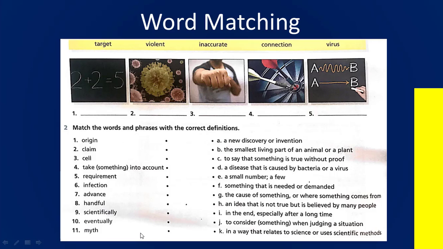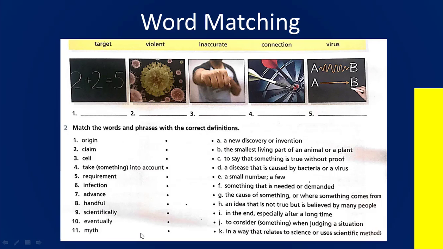What about the word matching here? So we have 11 vocabulary words, and we have 11 definitions as well, from A to K, everyone. So we have origin, the word claim, cell, take something into account, requirement, infection, advance, handful, scientifically, eventually, and myth, right? Myth.